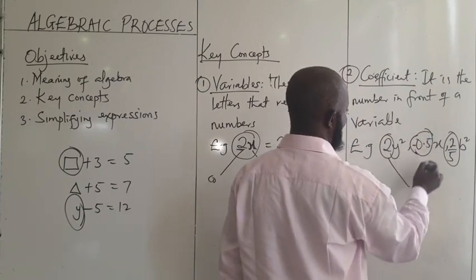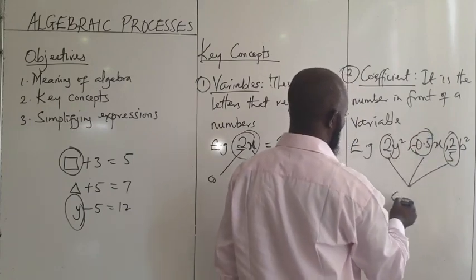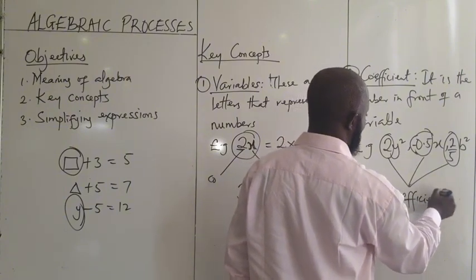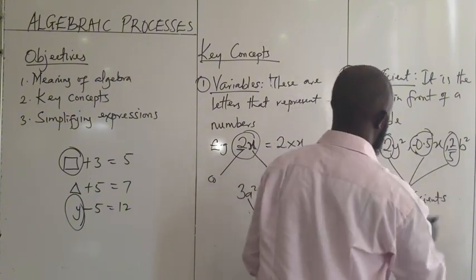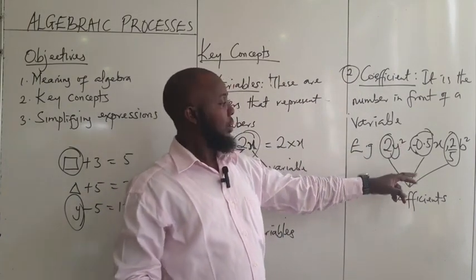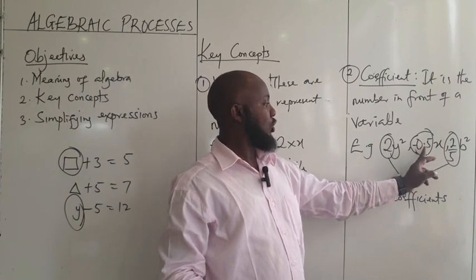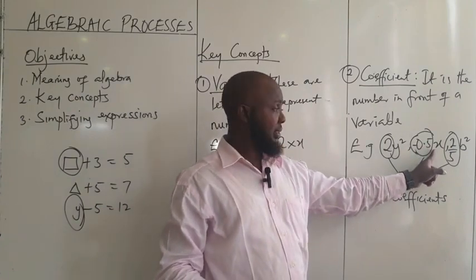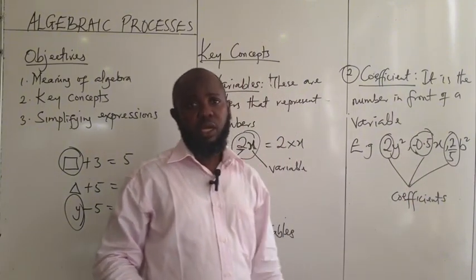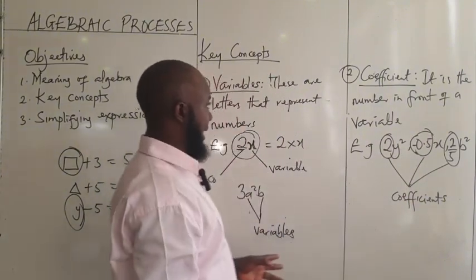So all these ones are what? Coefficients of the variables being attached to the coefficients. Which means 2 is the coefficient of y squared here, while minus 0.5 is the coefficient of what? X, and then 2 over 5 is the coefficient of what? B squared. I hope I'm making sense. So that is that on that one.